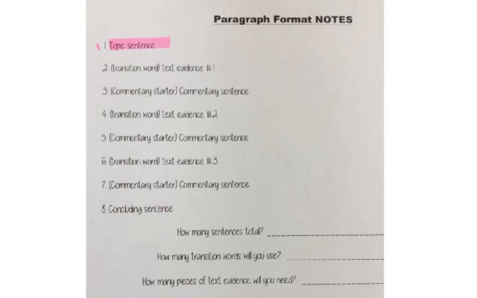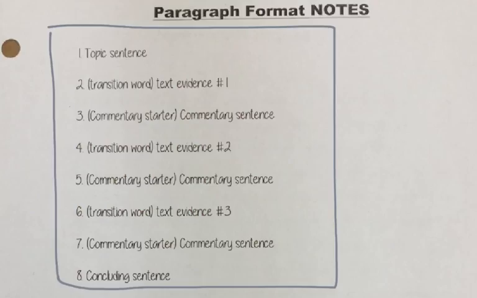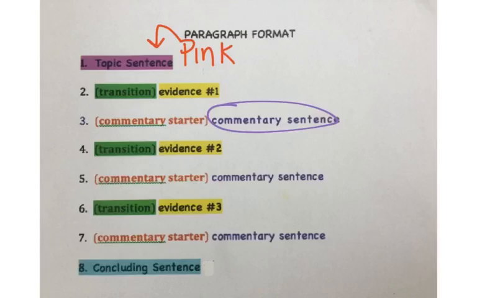So as you can see here, you can go ahead and highlight sentence 1 on your notes in pink, and then go ahead and highlight the rest of your format. As you can see, the transition words, all 3 of them are green, evidence is yellow, commentary starters are orange, commentary sentences are purple, and the concluding sentence is blue. Pause the video and make your paragraph format that you have right in front of you on your notes look exactly like this paragraph format.